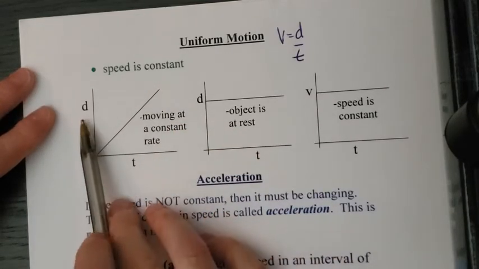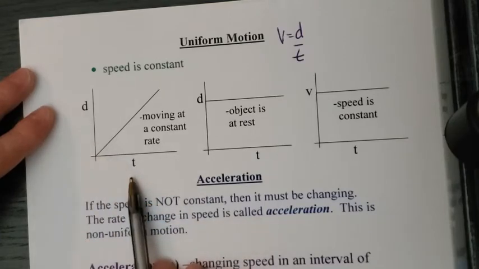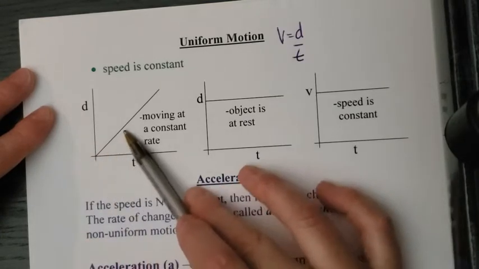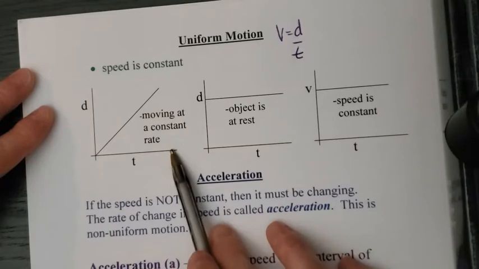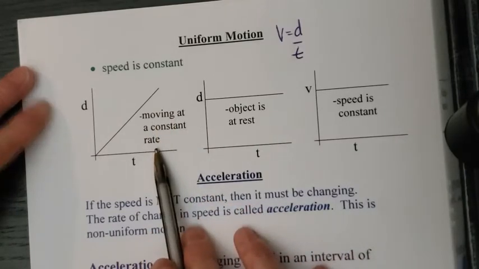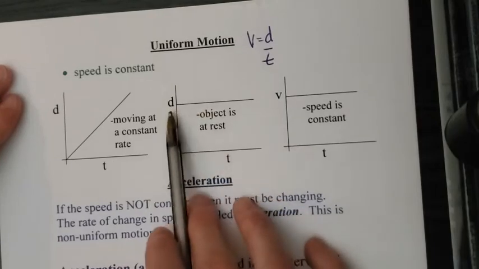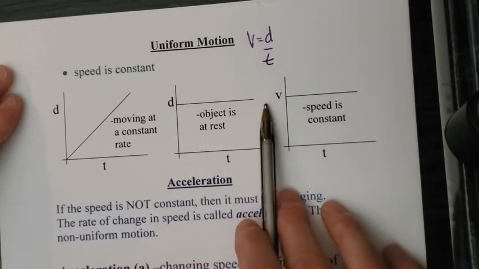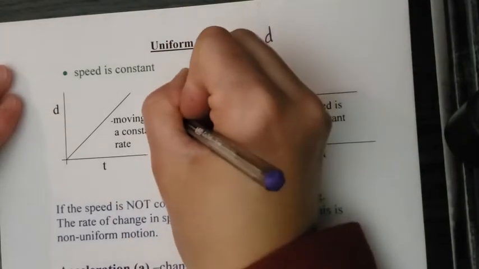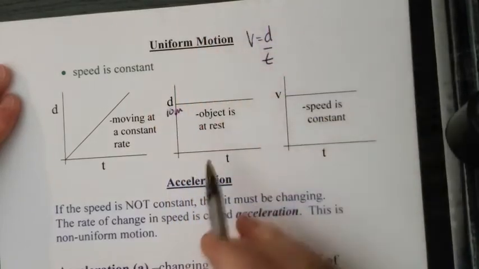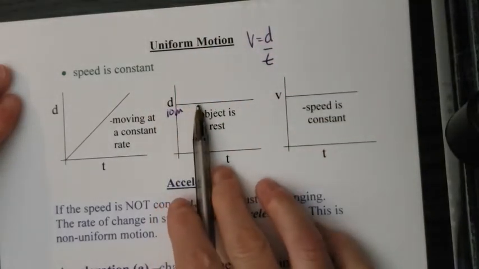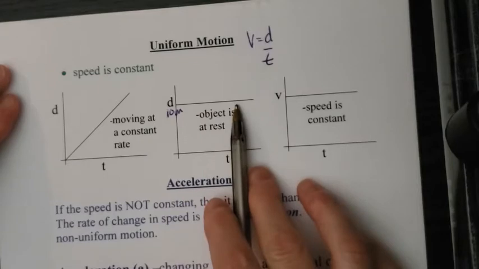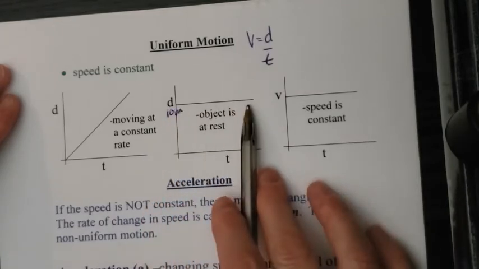So the first is an example of a distance time graph. When you have a straight line either sloping up or sloping down, that's an example of uniform motion. It means you're moving at a constant rate. If you have a distance time graph that's a horizontal line, well, let's think about this. Let's pretend this was 10 meters. Well, at 1 second, you're at 10 meters, 10 meters, 10 meters. Doesn't matter where on the line I'm looking, you're always at 10 meters. So it's definitely uniform. It's not changing.